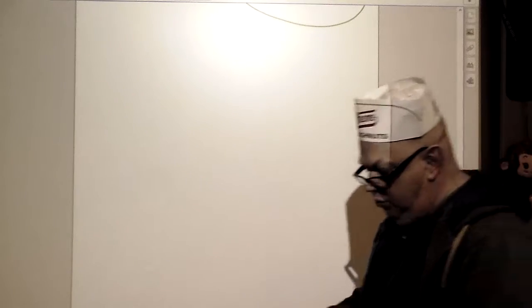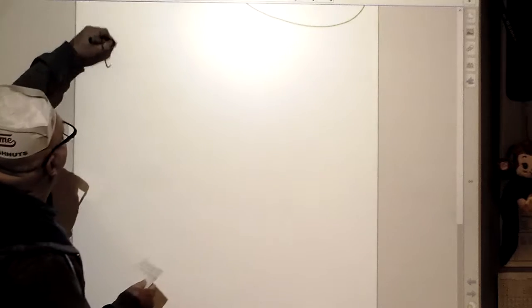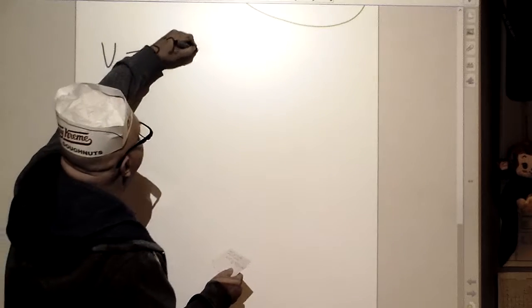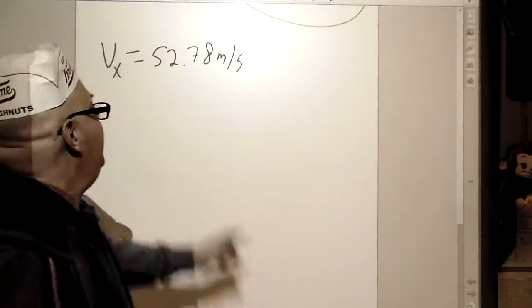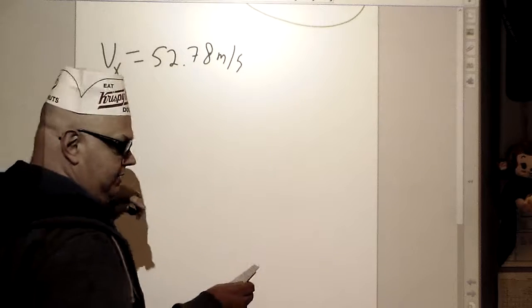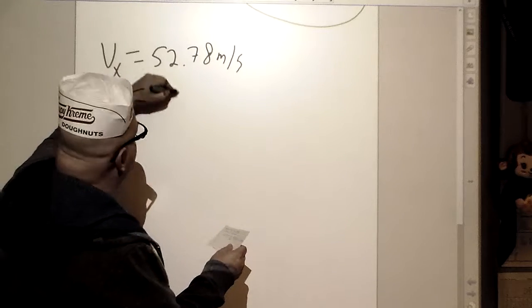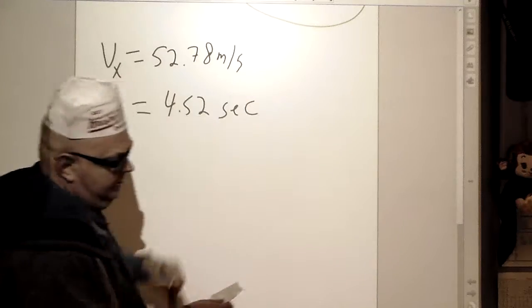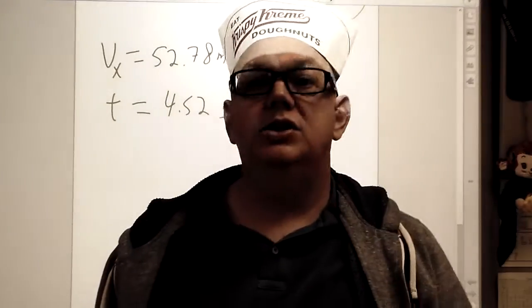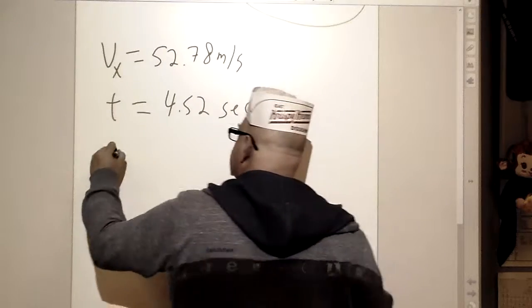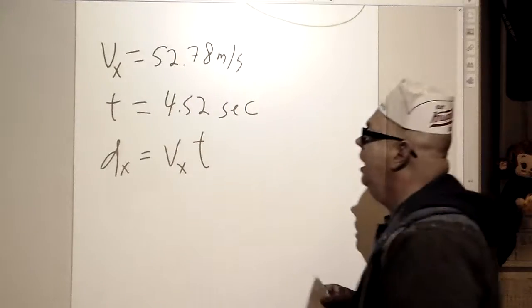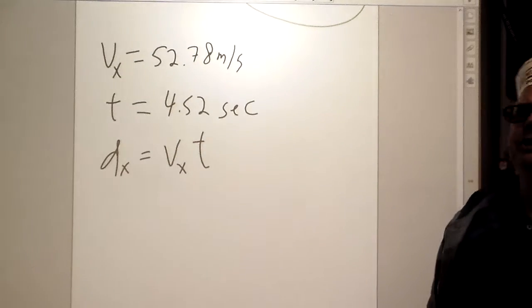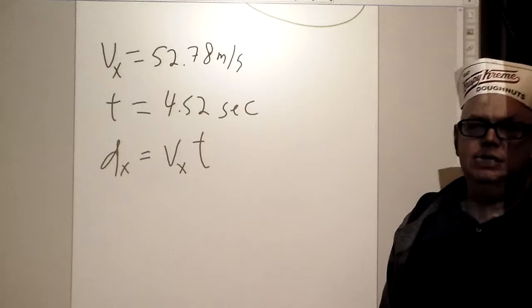Okay. Now that we have that information, we have our Vx, that's equal to 52.78 meters per second. Remember, we changed that 190 kilometers per hour into meters per second. So that's our Vx. Now we have a time of 4.52 seconds. Now we get to find our dx. The formula for dx is equal to v in the x direction times our time. Wait, isn't that the same as delta t? Yes, it's the same as delta t.